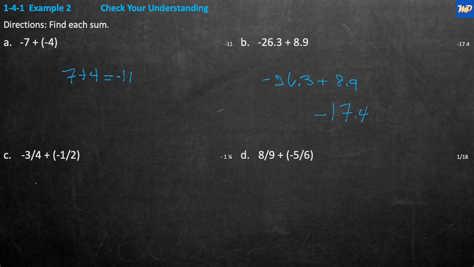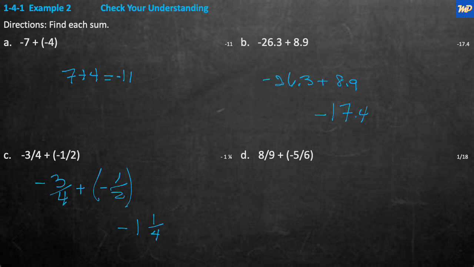How about problem C? Negative 3/4 plus negative 1/2. Two negatives, you're going to add these absolute values. So it's 3/4 plus a half. That's 1 and 1/4, right? And they're both negative. So that means this is negative.